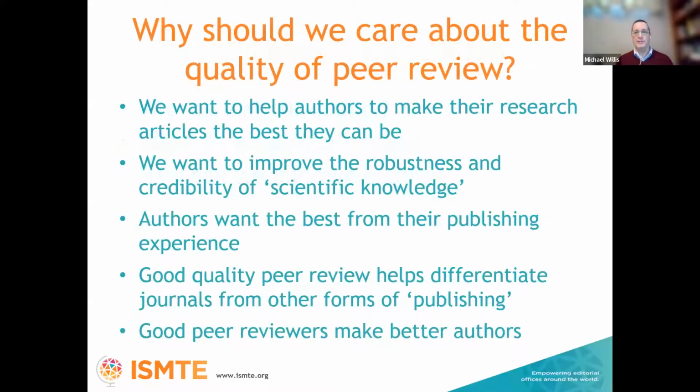So anyway, why should we care about the quality of peer review? Let's get stuck into this. I've put 5 reasons on the screen here. Maybe you've got other thoughts on this as well. So first of all, we want to help authors to make their research articles the best that they can be. We're in the business of helping authors improve their research, and good quality peer review contributes to that end. Then secondly, we want to improve the robustness and credibility of, if I can put it like this, scientific knowledge. So this is the bigger picture, really, for that first point. The better the articles that are peer reviewed, the better the overall corpus of scientific knowledge, because those individual components, the articles, are better for the quality of peer review.